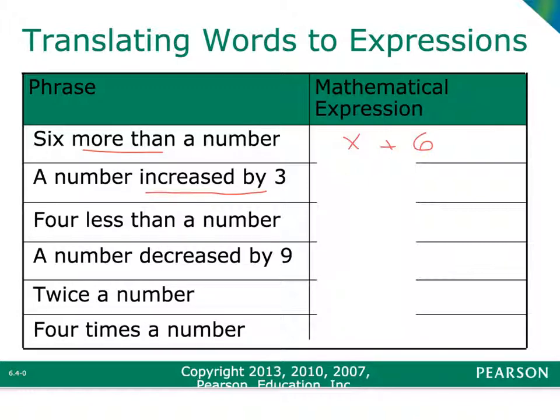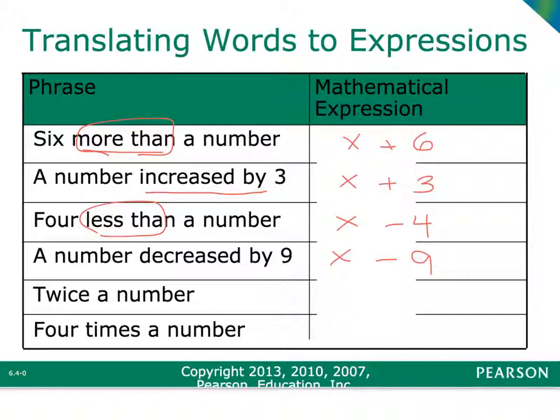A number increased by 3 is the exact order you would think. Your unknown number x, increased by is addition, and then 3. 4 less than a number, again, means that the subtract 4 needs to come last. So a number, and you want 4 less than that number. So that should look like x minus 4. A number decreased by 9 is subtraction. So the only ones that kind of go in the wrong order are the more thans and the less thans. Those will go in the opposite order of what you would probably naturally write down.